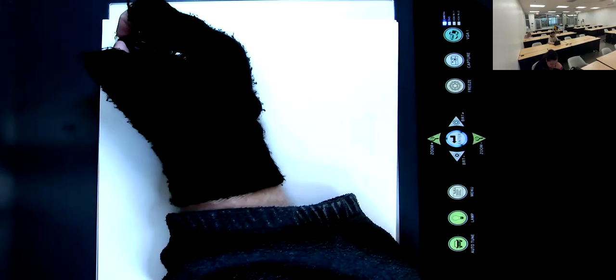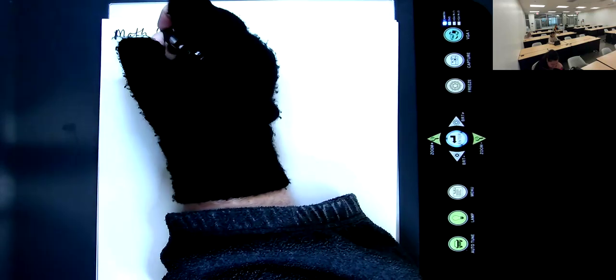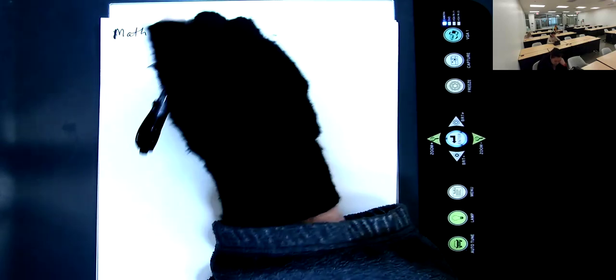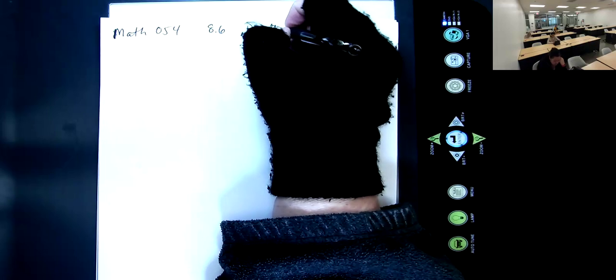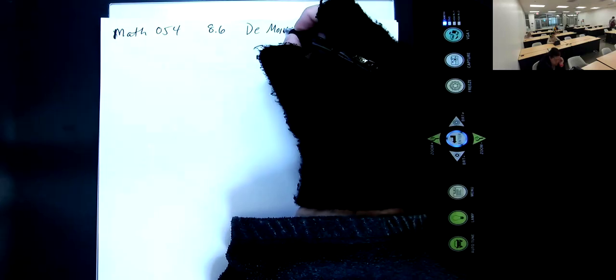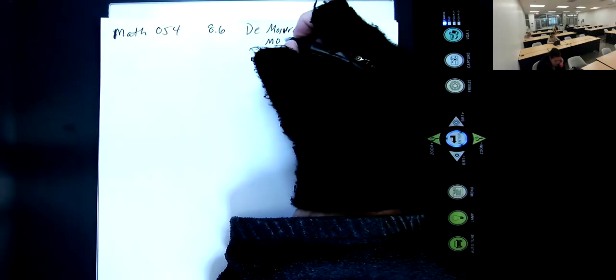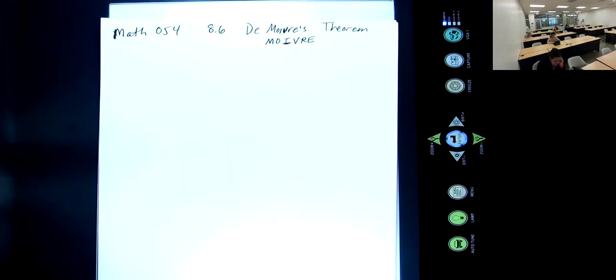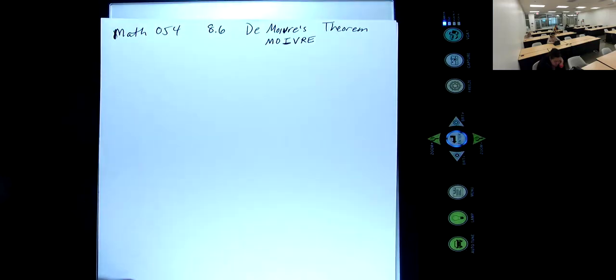Today, I guess I should always put what class I'm looking at here. We're at Math 54. This is on 8.6, and this is on de Moivre's theorem. De Moivre. I think it's Moivre. Maybe the R is silent. I'm pretty sure it's French.